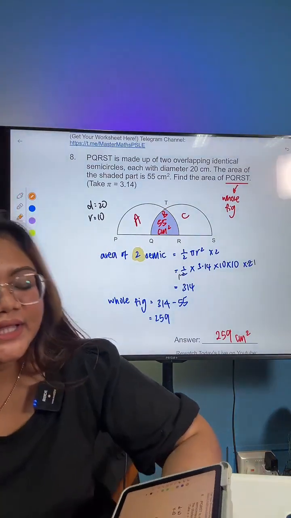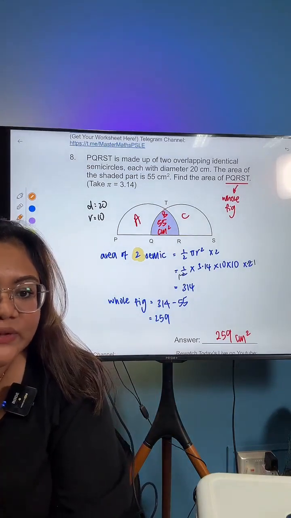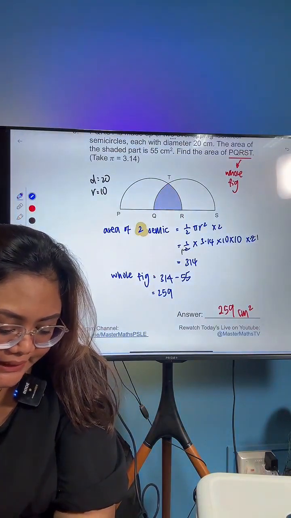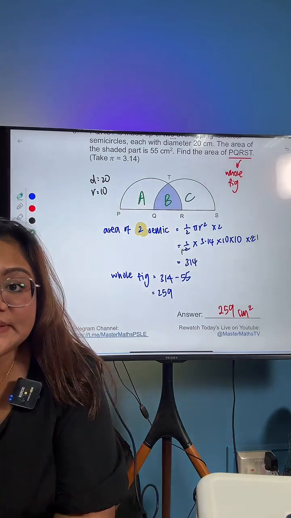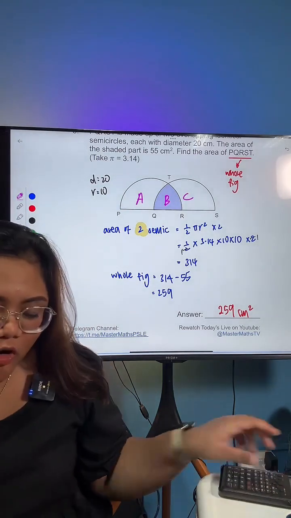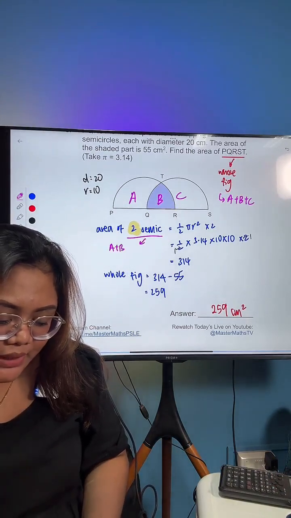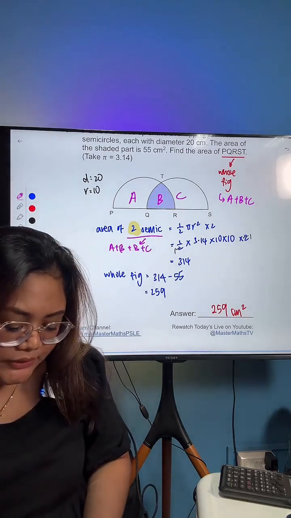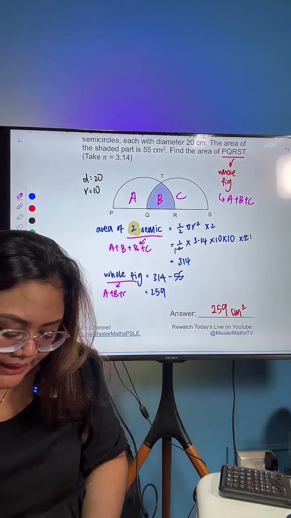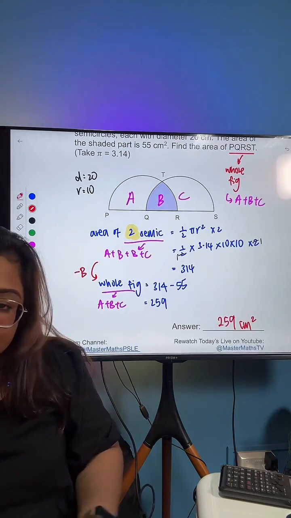How many of you don't understand 259? Don't know how you got 259? Why we don't need to plus 55 is because, I'll show you using letters. I'm going to call this A, B, and C. I use a different color to help you see easily. For the whole figure, I want A plus B plus C. When I take 2 semicircles, I'm taking A plus B plus B plus C. I got 2 B's. I don't want 2 B's. So I take away one of the B's. Clear? Everybody understand now?